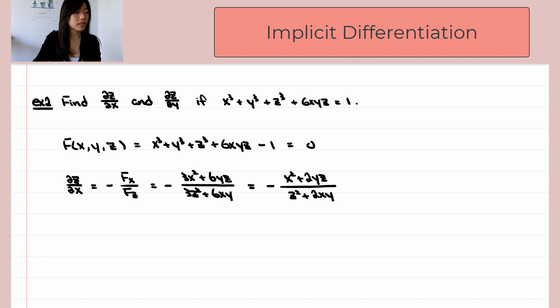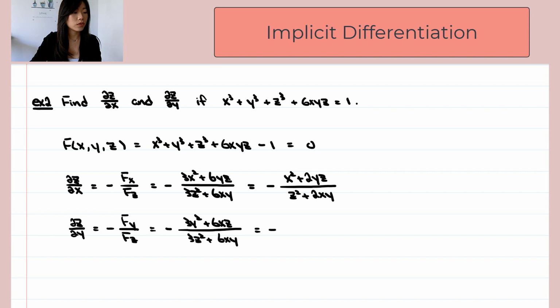Similarly, for the other partial derivative, dz over dy, it equals negative of f sub y over f sub z. f sub y is 3 times y squared plus 6 times xz. And the denominator is the same, f sub z, so 3 times z squared plus 6 times xy. Similarly, I can cancel out the 3. So this equals negative of y squared plus 2 times xz, then over z squared plus 2 times xy.